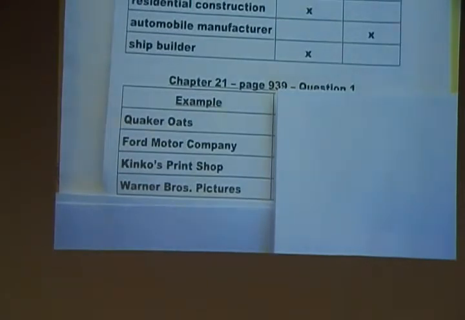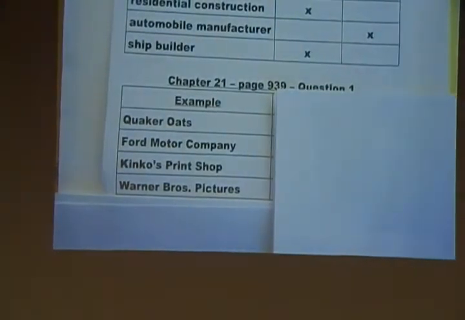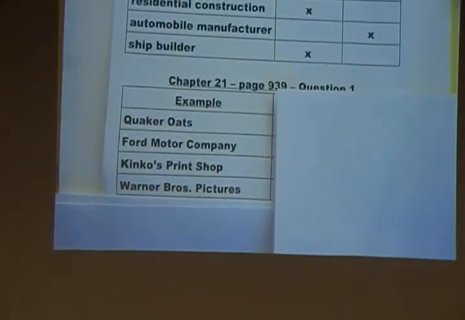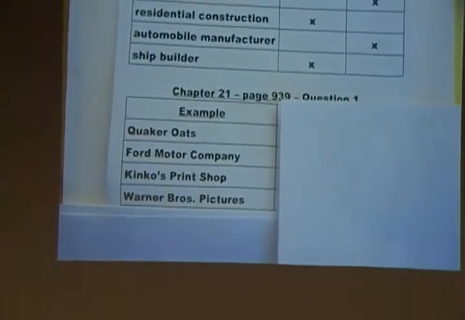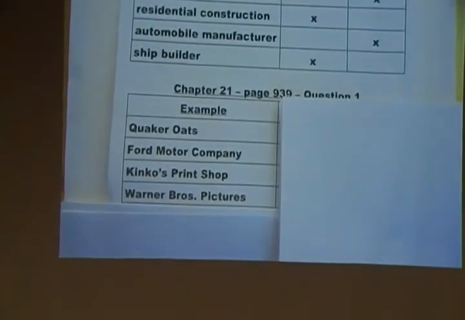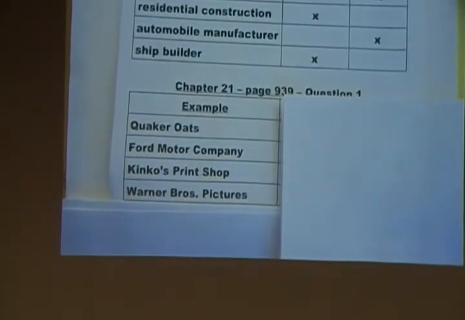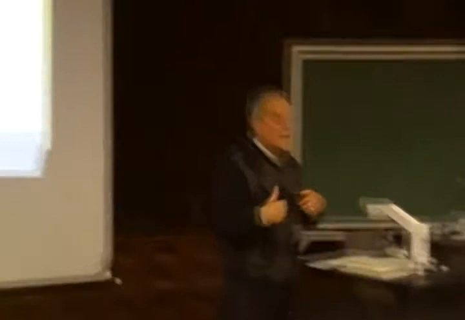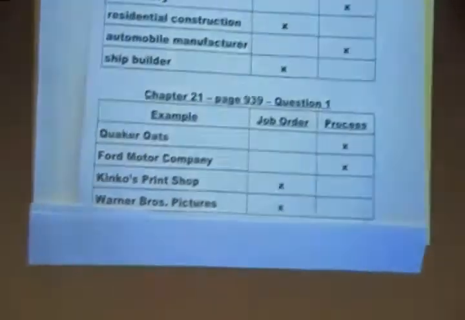Big Heart. Quaker Oats would more likely be... Ford Motor Company. Well, we answered that question previously. How about FedEx Kinko's Print Shop? And Warner Brothers? Did you apply the same criteria that Nathan and I talked about?